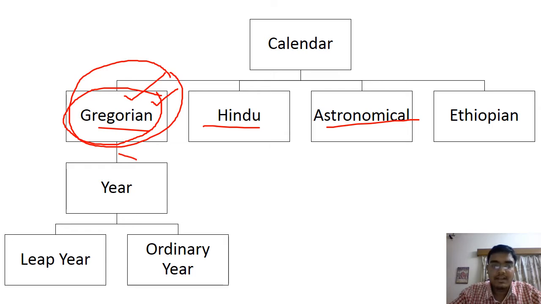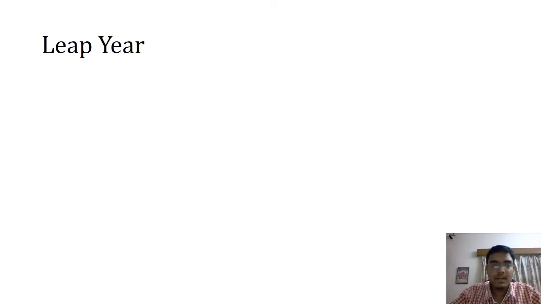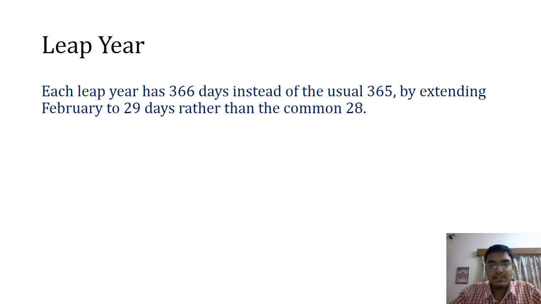Now, the Gregorian calendar has two types of years. One is the leap year, and the other is the ordinary year. Now, what are these leap years and ordinary years? Let's see them. A leap year is a year that has 366 days instead of 365. Our ordinary year has 365 days, while a leap year has 366 days. Why? Because it has 29 days in February instead of 28.